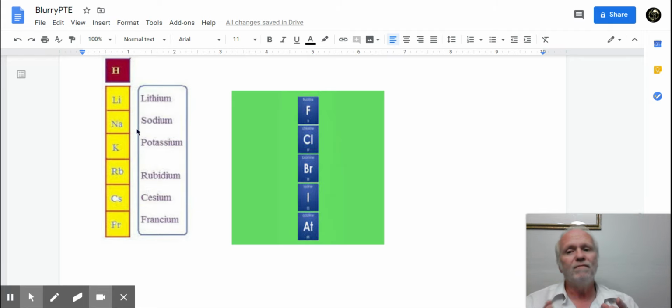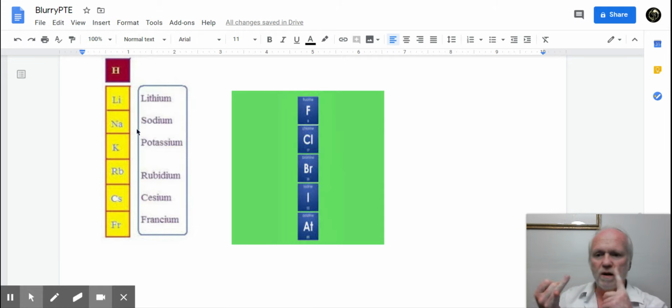They all have the same property that they have one electron in their outermost shell. Hydrogen has 1 electron. That's it. But hydrogen is a gas. We're going to separate him a little bit. That's why it's in red. But lithium, sodium, potassium, etc., they all have one electron in their outermost shell.